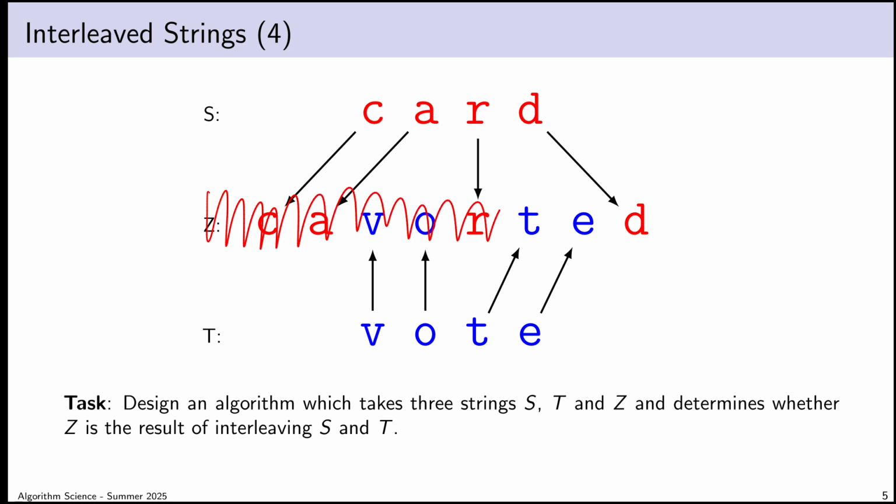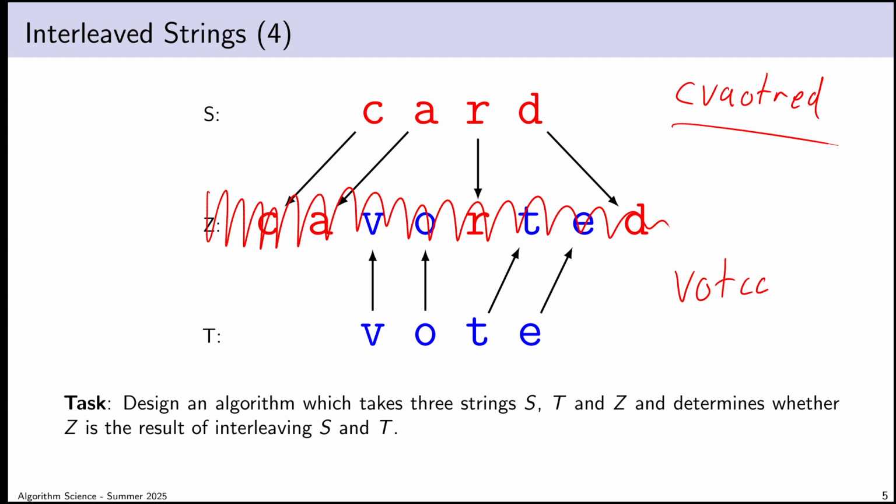And the first observation I want to make about interleavings is that if I ignore the middle string, if I just look at the two small strings, there are tons of different ways of interleaving them. So here's one way of interleaving them. C, V, A, O, T, R, E, D. Okay, so I've interleaved the characters of those two strings. Here is some other way, V, O, T, C, A, R, E, D. There's some other way of interleaving those two strings. There are lots of ways of interleaving them.